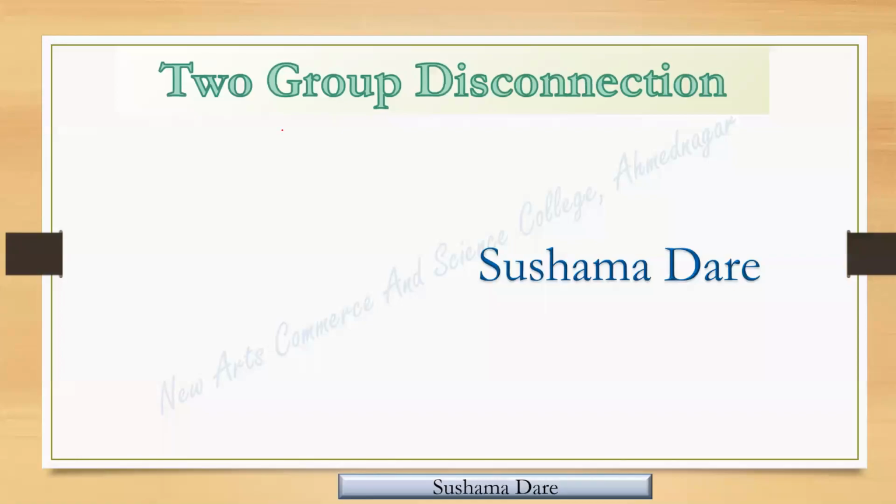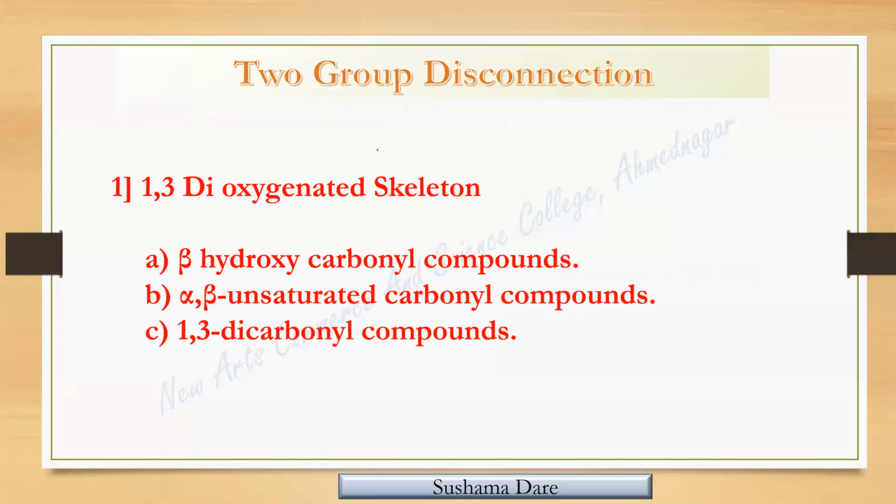Our today's topic is two-group disconnection. The first point is the 1,3-dioxygenated skeleton. In this point, there are three subpoints: beta-hydroxycarbonyl compound, alpha-beta unsaturated carbonyl compound, and 1,3-dicarbonyl compound.